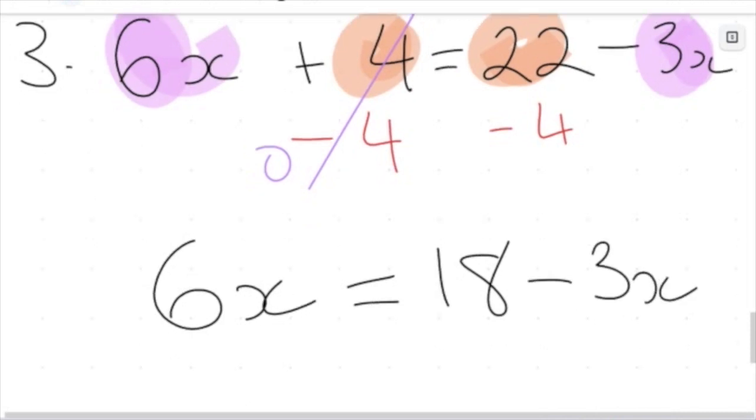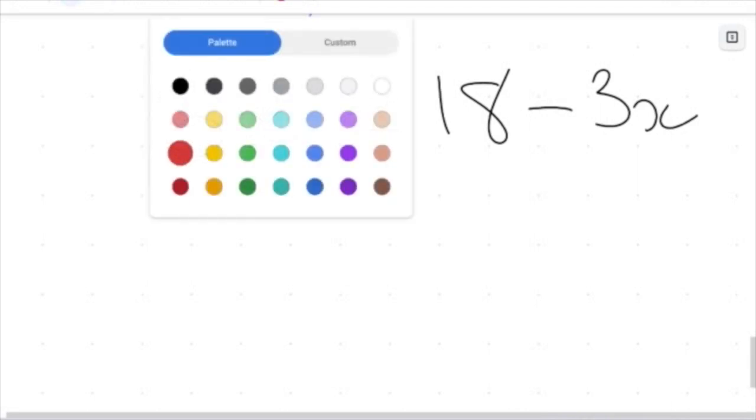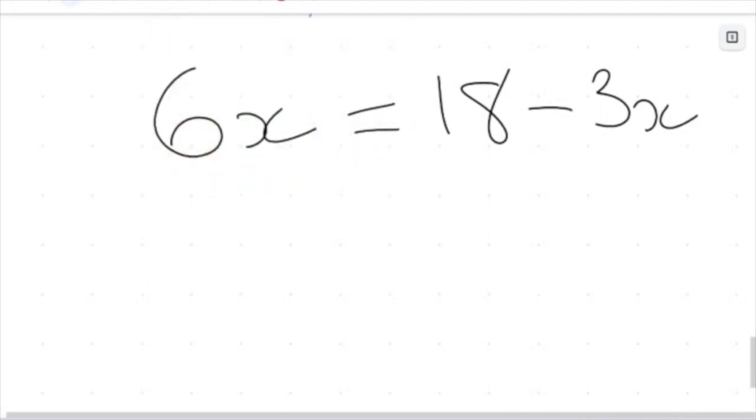And now I want to get, like I mentioned before, my algebraic terms together. So 6x is equal to 18 minus 3x. So I can just do the opposite. I'm minusing 3x from 18 here. So if I add 3x, that will show me what 6x was before we minused 3x from it.